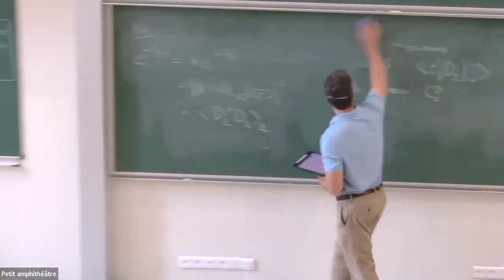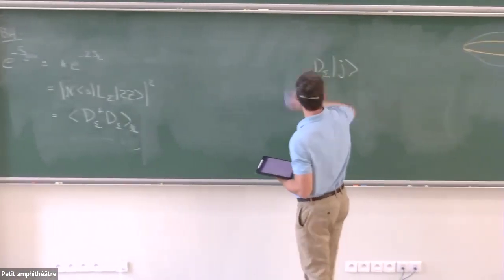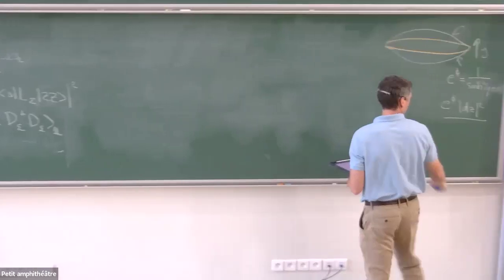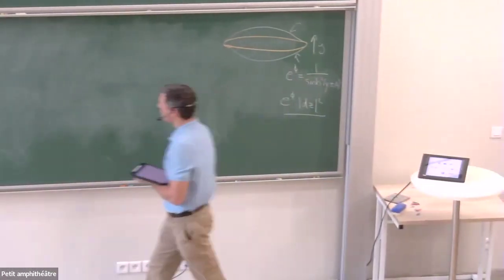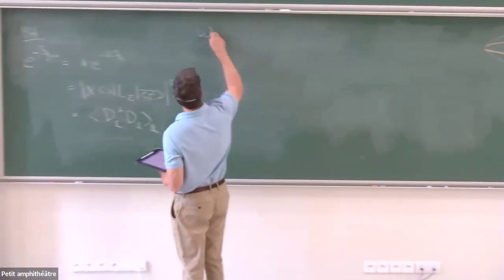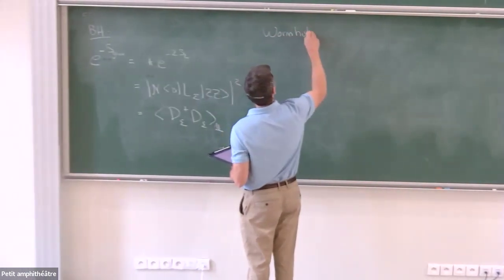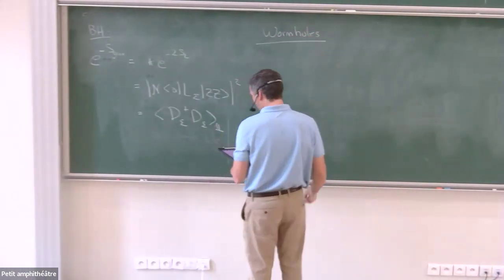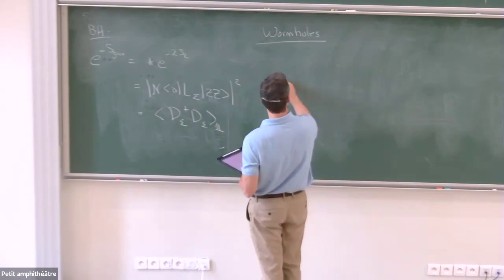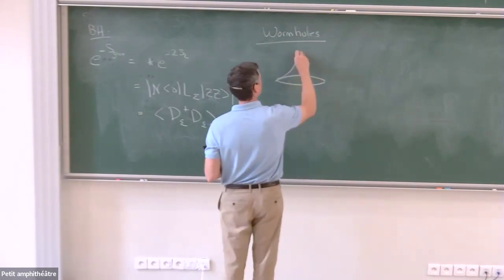Last but not least is the match to the wormholes. This is pretty easy now that we've got everything set up. So the simplest wormhole in this case is a wormhole that looks like this.